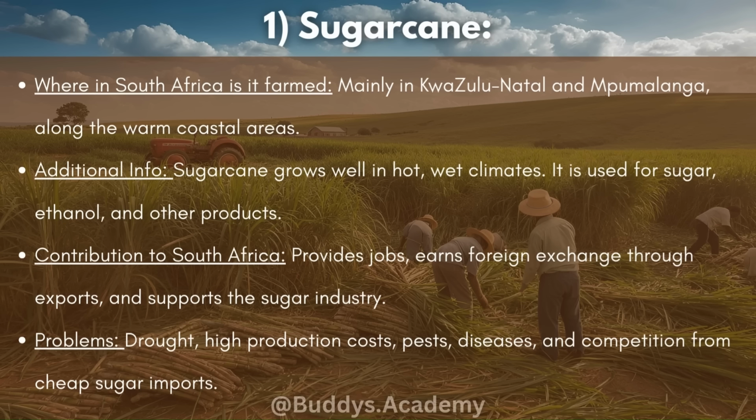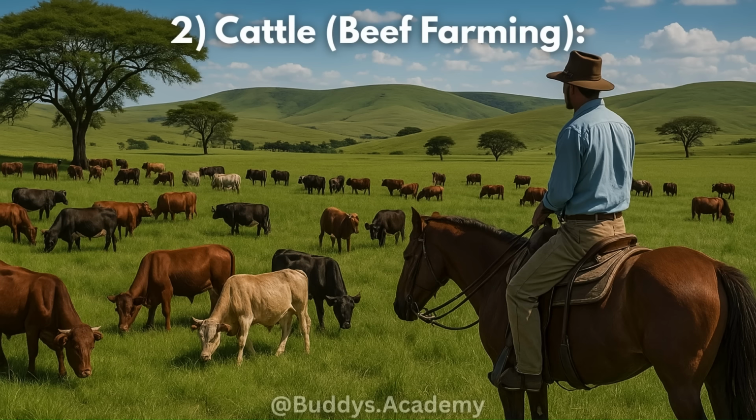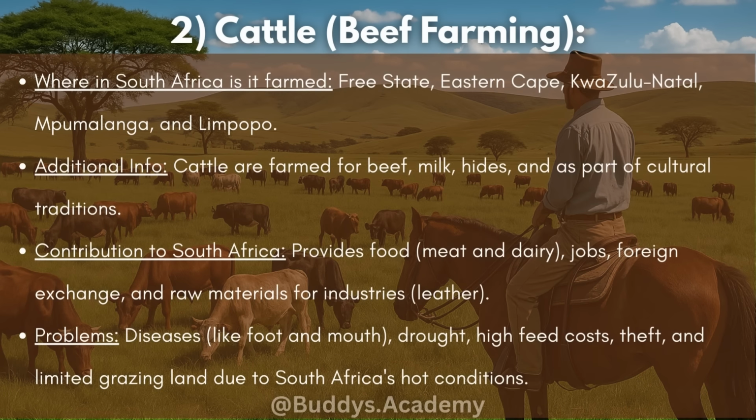That means that if you have a bad pest or disease that's going to affect your harvest, all your crops are going to die. So next, we're going to look at cattle or beef farming. Now, where in South Africa is this going to be farmed? It's going to be farmed in the Free State, Eastern Cape, KwaZulu-Natal, Mpumalanga, and Limpopo.